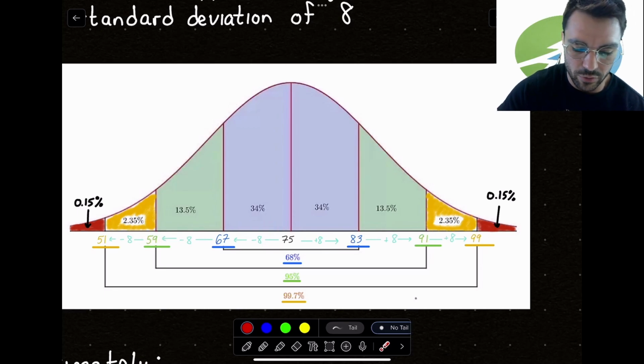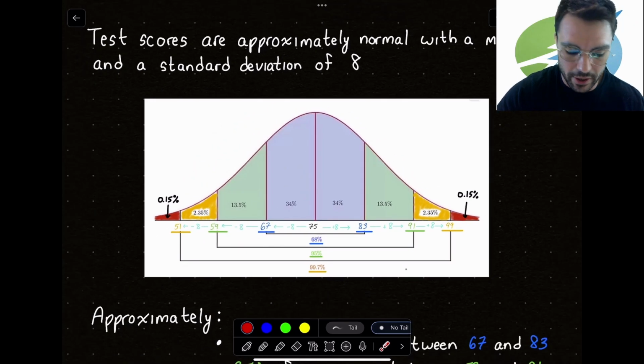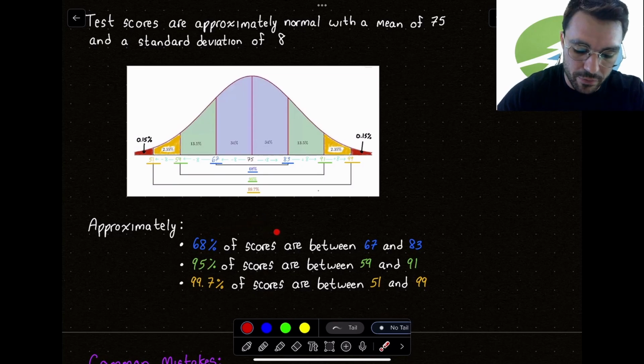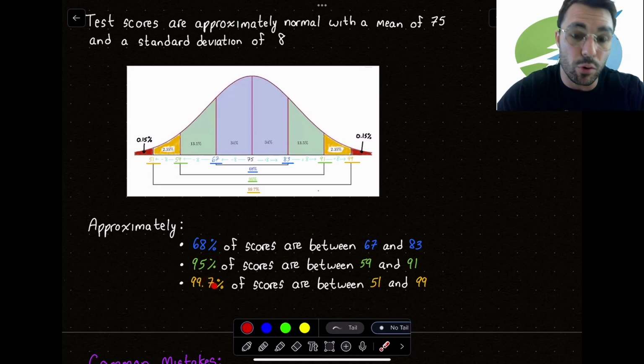And then going in the negative direction, at -1 standard deviation, we do 75 - 8 to get 67. At -2 standard deviations, we do 67 - 8 to get 59. And then at -3 standard deviations, we do 59 - 8 to get 51. Okay. And that tells us approximately 68% of scores are between 67 and 83. Approximately 95% of scores are between 59 and 91. And approximately 99.7% of scores are between 51 and 99.